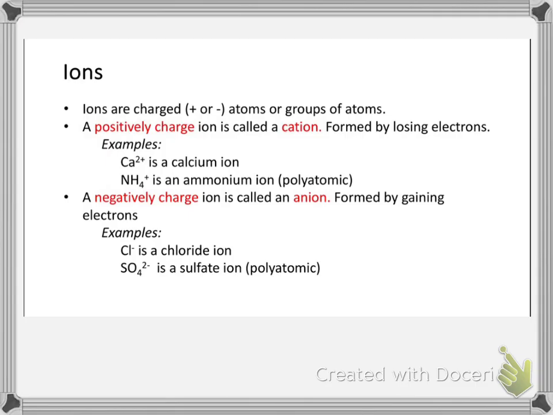So in this slide is the definition of ions. An ion is a charged particle, okay? It's charged, and I'm saying particle because it could be an atom or a group of atoms. And when we talk about charge, it's important to remember that charge can be positive or negative. So ions are atoms or groups of atoms that have a positive or a negative charge. And how they get the positive or negative charge is by gaining or losing electrons.